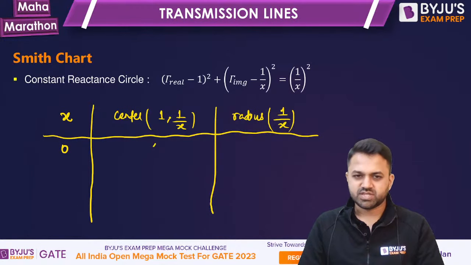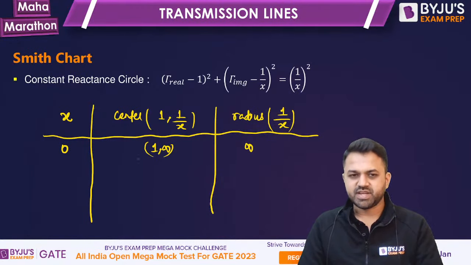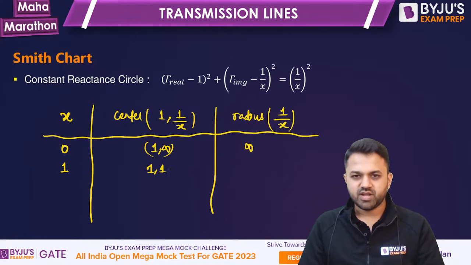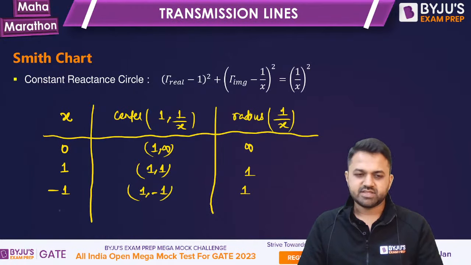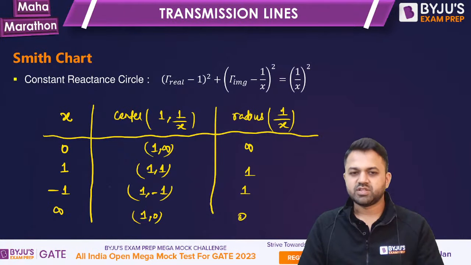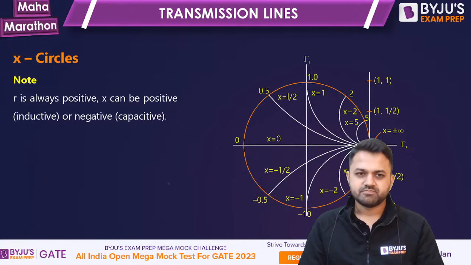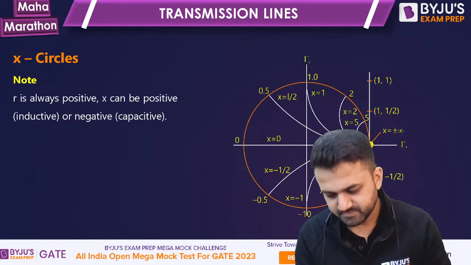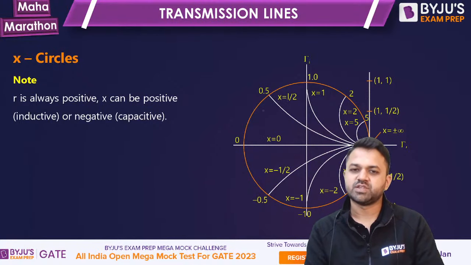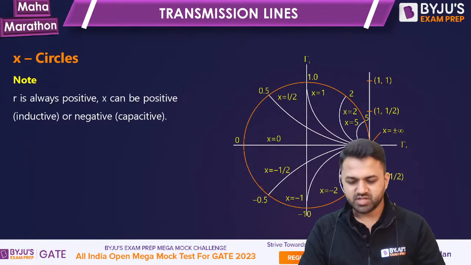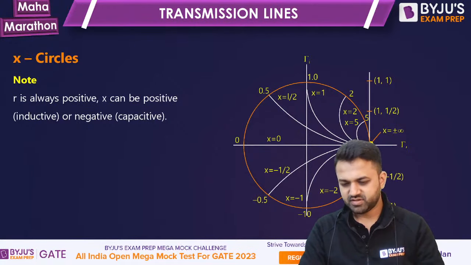So when we take x equal to 0, the center is 1 comma infinity and the radius is also infinity. When I take x equal to 1, it is 1 comma 1 and the radius is also 1. When I take x equal to minus 1, the center is 1 comma minus 1, but the radius is always positive, so it is 1. Similarly, you can take x equal to infinity, where the center is 1 comma 0 and the radius is 0. So here also at 1 comma 0, x is infinity. So this is the point where x is infinity. And X positive tells you about the inductive load, and X negative will tell about the reactive load or capacitive load.